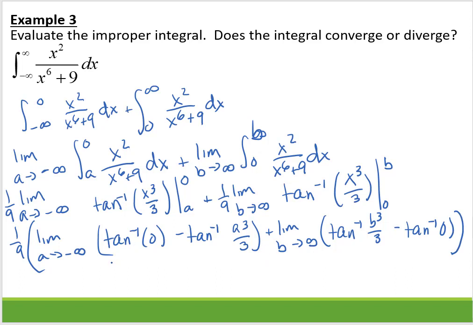Okay, so what this all simplifies to is 1/9. This turns into 0. As a goes to negative infinity, inverse tangent is going to negative pi over 2. As I go to positive infinity, inverse tangent goes to pi over 2, minus 0. So this simplifies to pi over 9. Woo, those were some good problems. And we're only on example 3. Man.